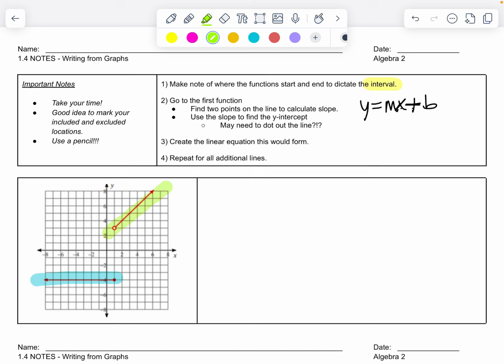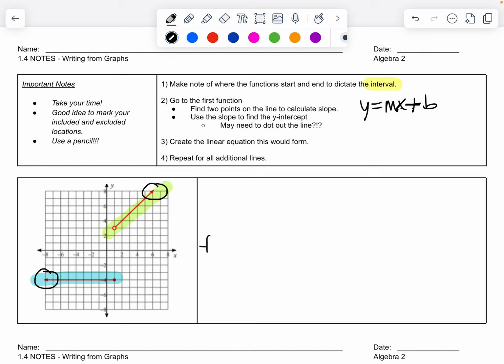Second thing I want to pinpoint here is the arrows. If we were having a conversation about domain and range, we know that means that we would be traveling to infinity or negative infinity. So if it's a conversation about the x value, that's a pretty big deal. So we'll make note of where the functions start and end to dictate the intervals first. Here I see I have two pieces.